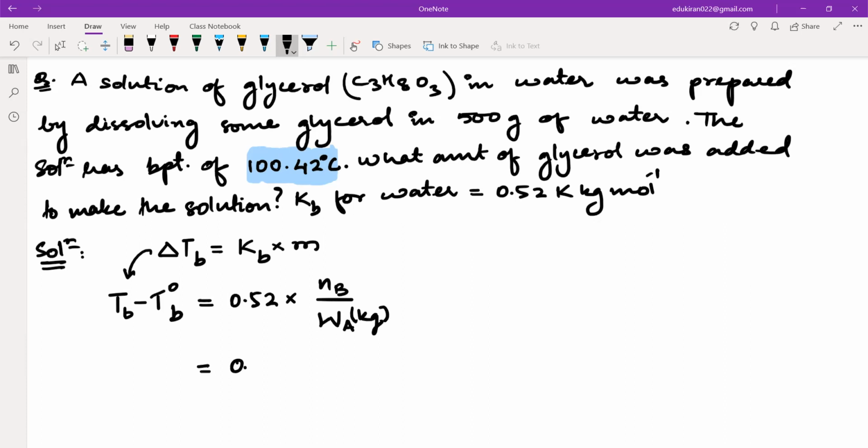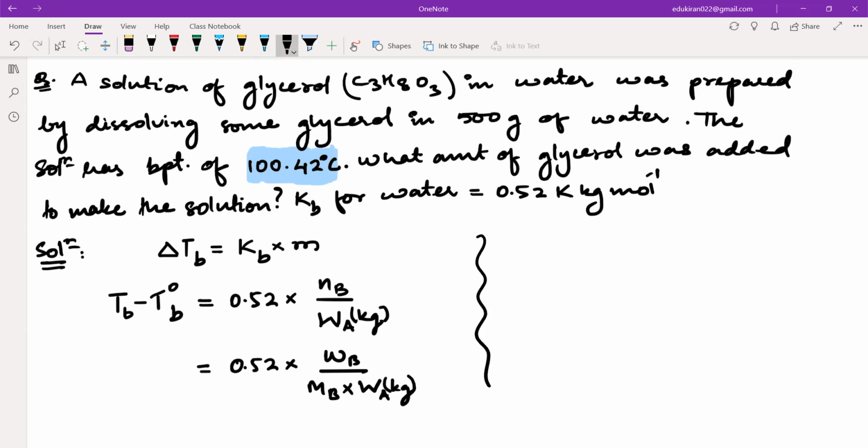Write it here: 0.52 into number of moles, which we can write as given mass divided by the molar mass of solute, into WA in kg. Now we need to calculate the MB. Tell me, what is Tb here? Tell me in the question what is the Tb. Tb is 100.42 degrees.